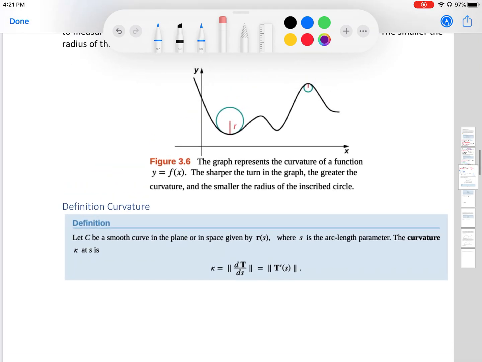You see how you have a really steep curve right here, and it has a small circle, whereas this here you have a very wide curve and you have a wider circle.